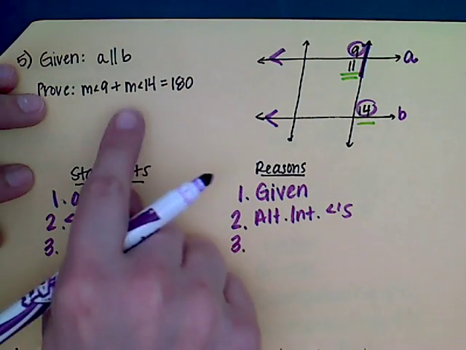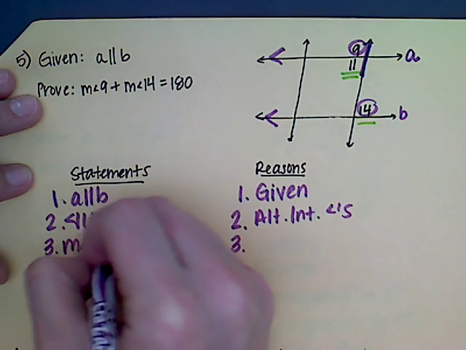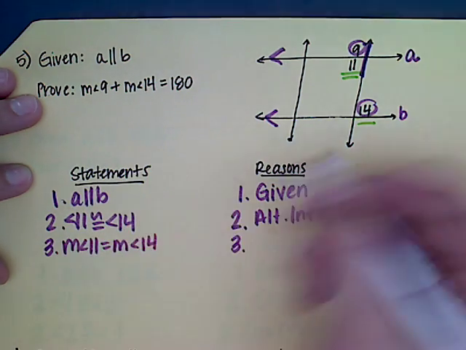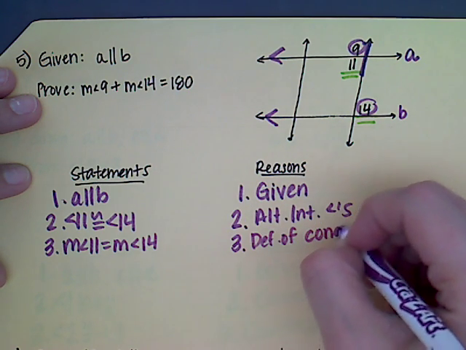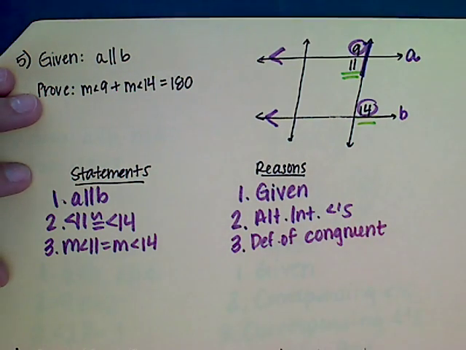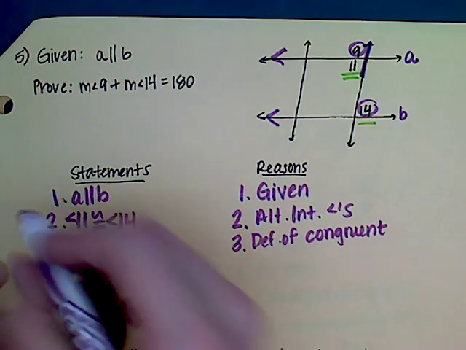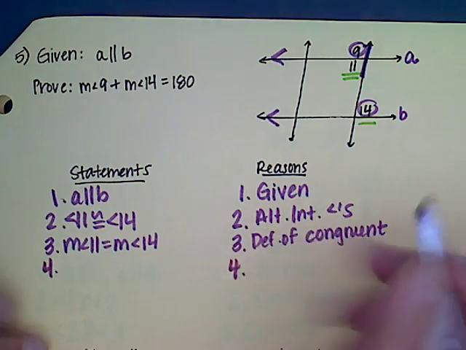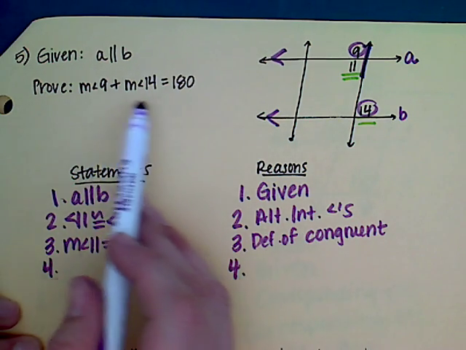Because I know I'm eventually going to be working in equals, I'm going to go ahead and write that the measure of angle 11 is equal to the measure of angle 14 by definition of congruent. If that's something you don't write until later in your proof or something you just don't think about until later, that's okay. It doesn't have to come now, but I'm just putting it there now because I know I'm going to use it. I eventually need to show that 9 plus 14 is 180.